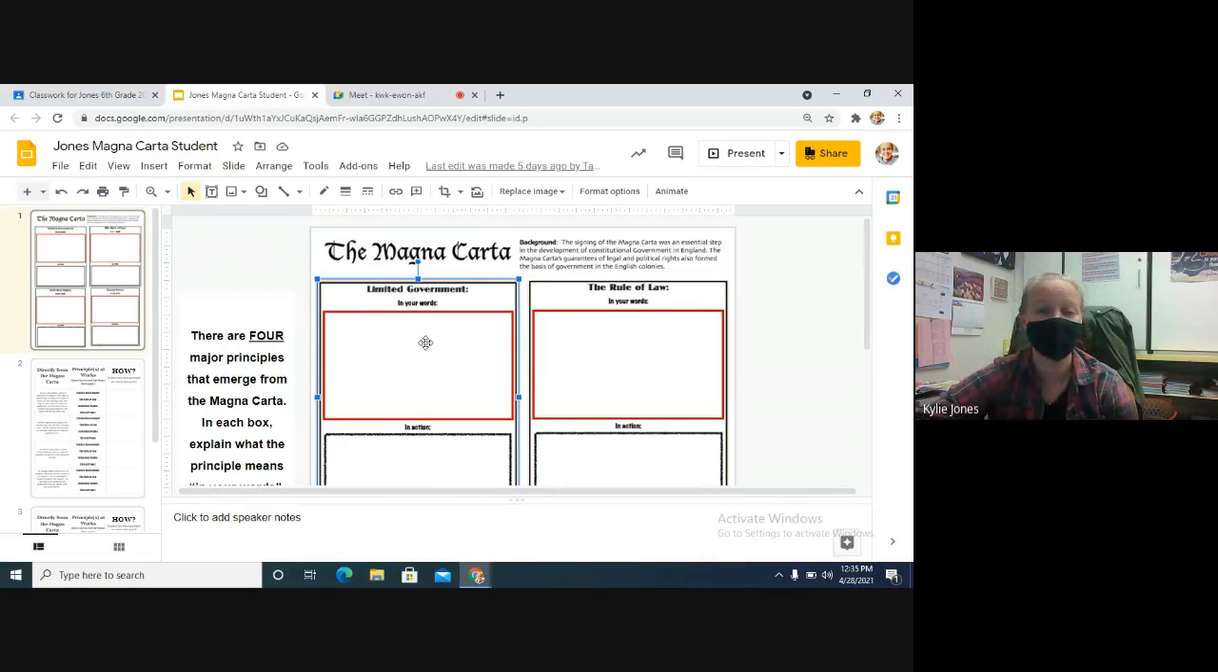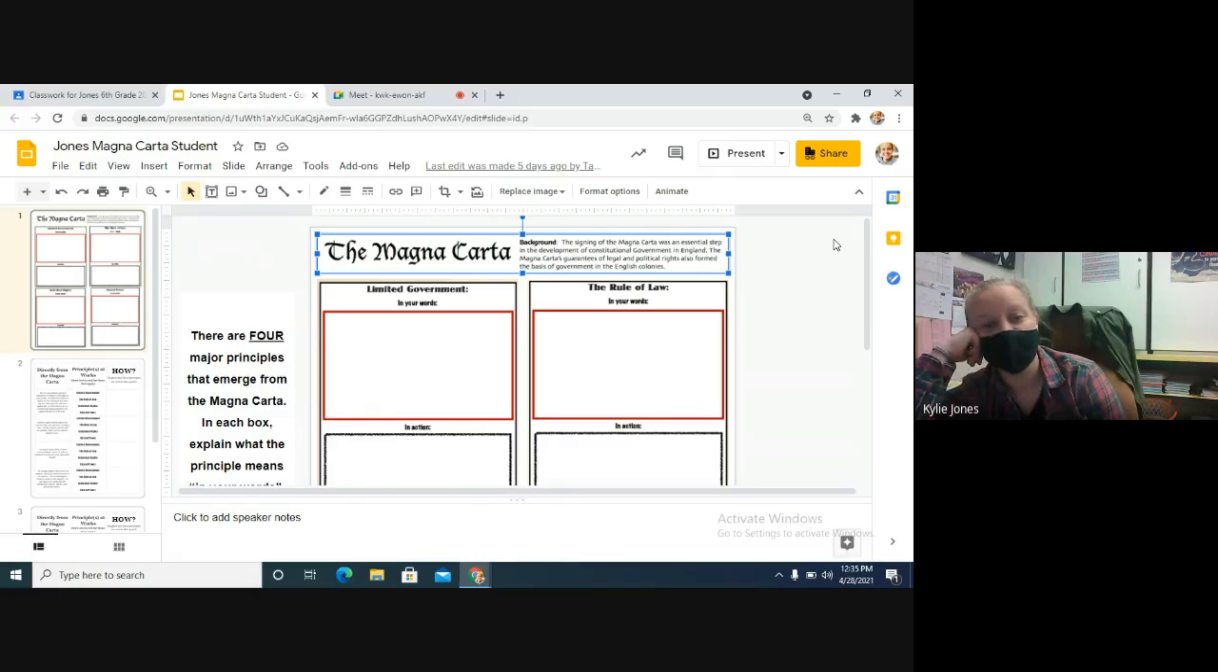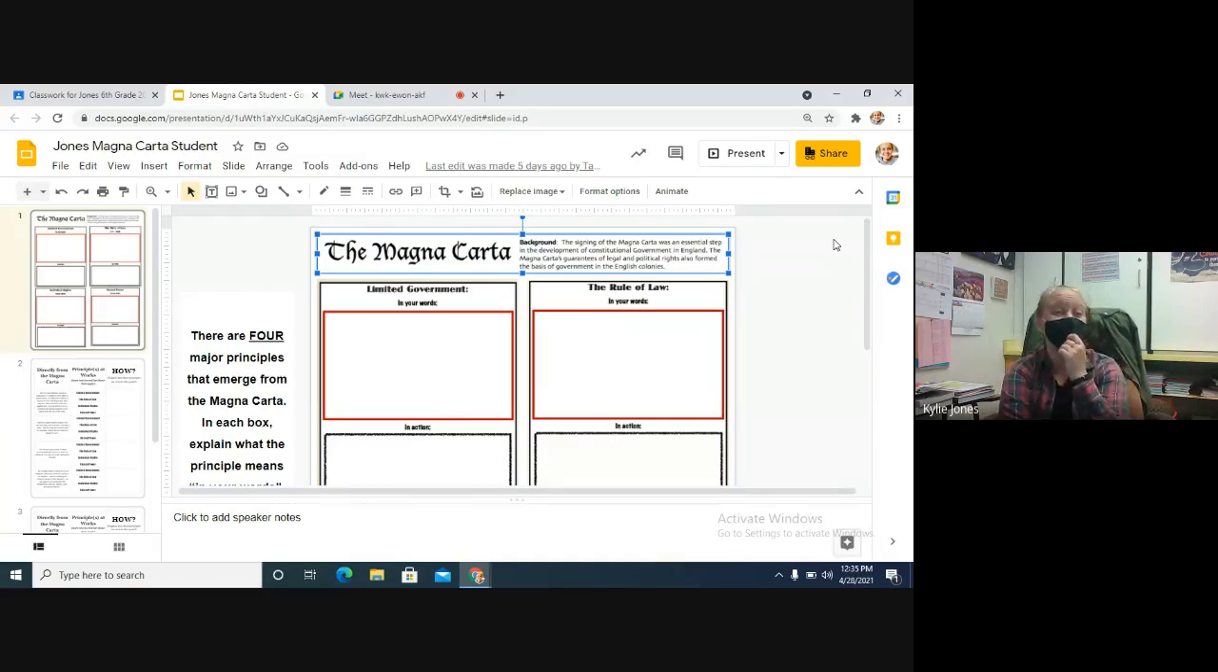But the background information at the top here says, the signing of the Magna Carta was an essential step in the development of constitutional government in England. The Magna Carta's guarantees of legal and political rights also founded the basis of government in the English colonies. So basically, this is the government that was formed. The Magna Carta is kind of like our Constitution, our Declaration of Independence, that gives the laws that we as citizens have to follow, right?